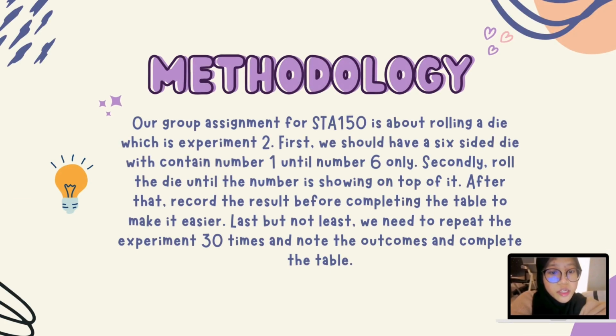So our group assignment for STA150 is about rolling a dice, which is experiment 2. First, we should have a 6-sided dice with numbers 1 until 6 only. Secondly, roll the dice until a number is showing on top of it. After that, we record the result before completing the table to make it easier. Last but not least, we need to repeat the experiment 30 times and note the outcomes and complete the table.